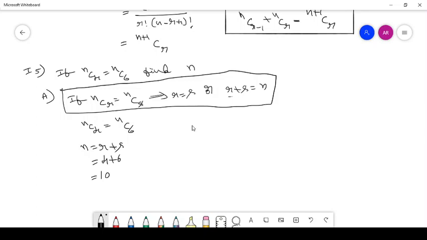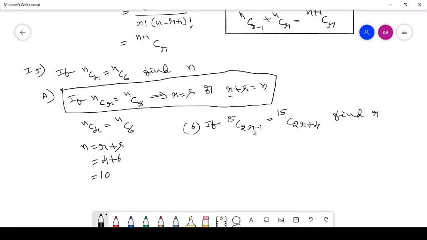Try yourself. Sixth problem. If 15C(r minus 1) is equal to 15C(2r plus 4), find r.